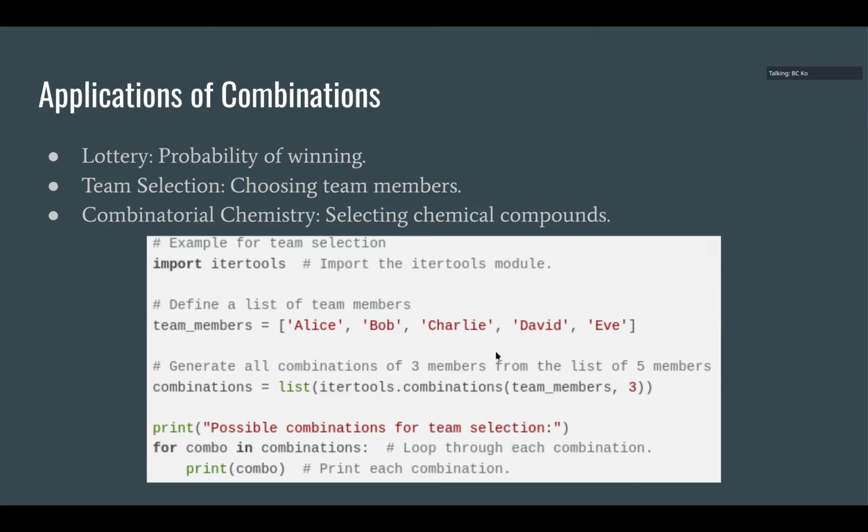And here is an example of choosing team members. You can use itertools and define a list of team members, and you can call itertools.combinations and specify the second parameter to be 3 because we're choosing 3 from 5 members. This returns an iterator, so we will convert this into a list.